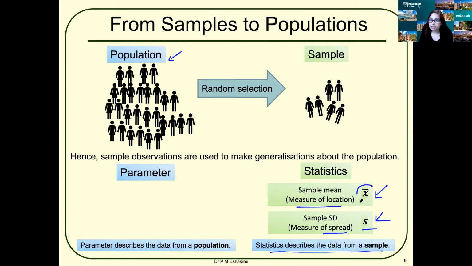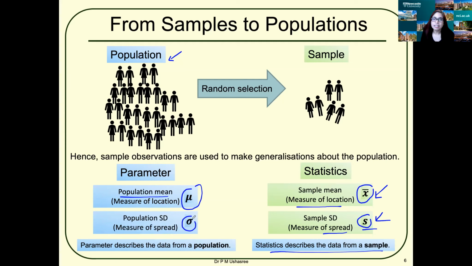Just like the mean for the sample and the standard deviation for the sample, we have similar characteristics for the population. The population mean is denoted by mu, which will help us describe the position of the distribution. And the population standard deviation is denoted by sigma, which will help us to study the spread of the population distribution. So now you know the difference between statistics, the characteristics for the sample, and parameters, the characteristics for the population.